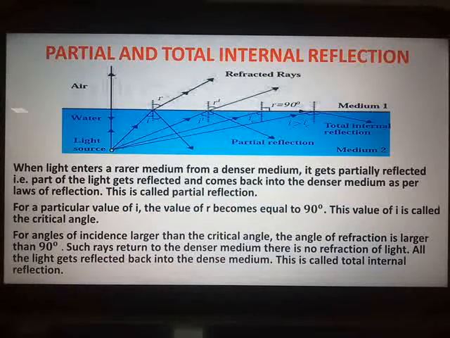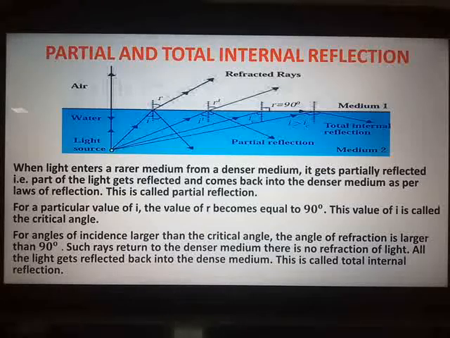Our next very important topic for the board exam is partial and total internal reflection. They might give you a diagram in the exam. This diagram they won't make you draw, and based on the diagram they will ask you different questions. What is partial reflection? What is the critical angle? So what is this partial reflection?